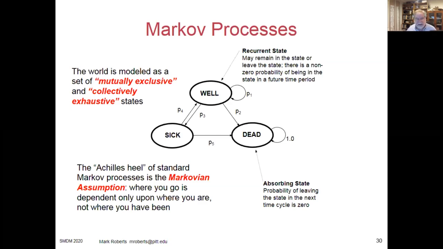Once you become HIV positive, you can no longer ever be in the HIV negative side of the tree. Now, the Achilles heel of these standard Markov processes is the Markovian assumption, which says that the transition probabilities for where you are to where you go depend only on where you are and not where you have been. Markov processes in general lose track of the history of what's happened to that individual. And so the only way to make really complicated models is to have models with a very large number of states.